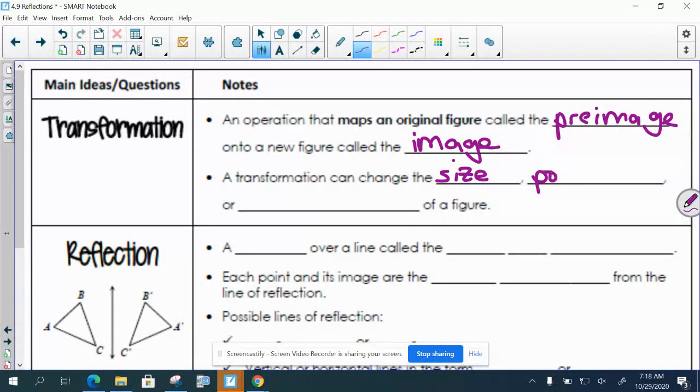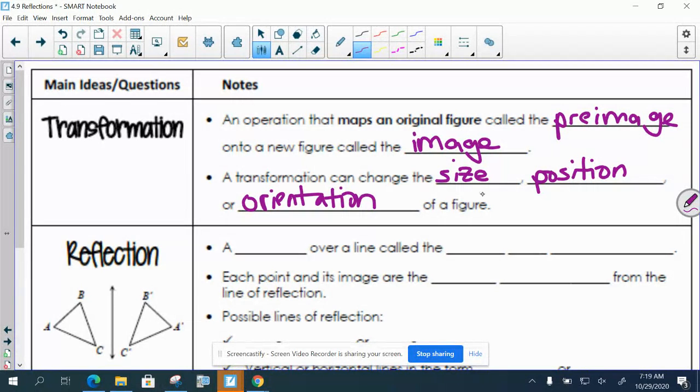It can also change the position, so this would be a translation, or the orientation, which would be a reflection or a rotation.